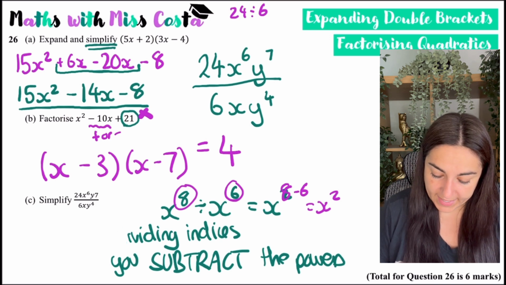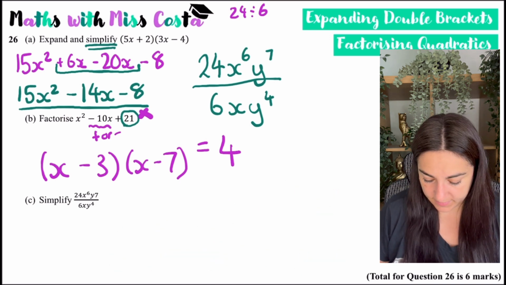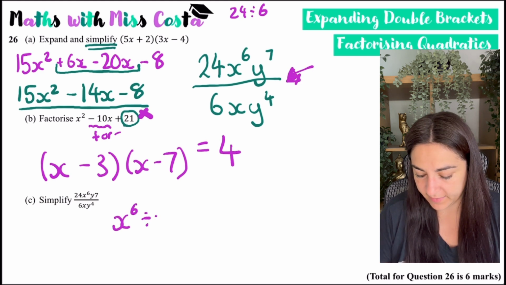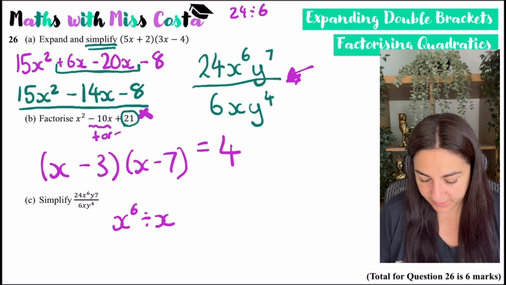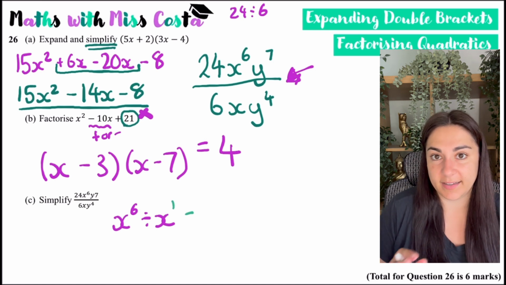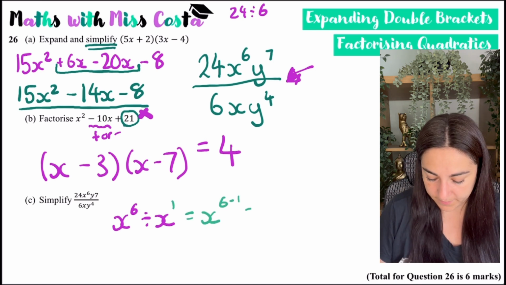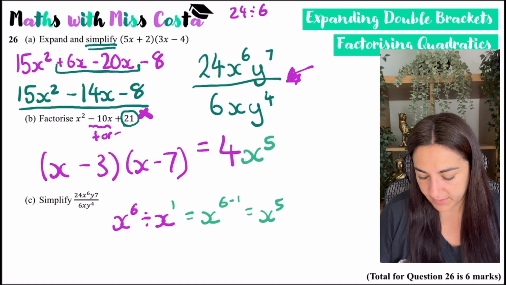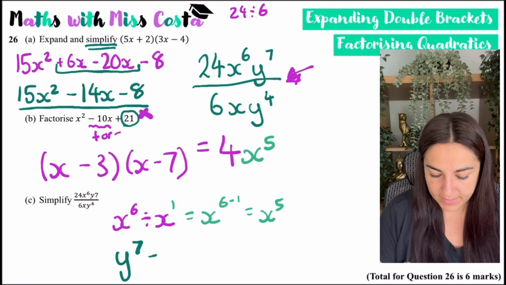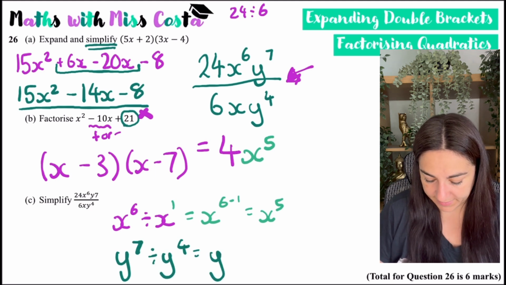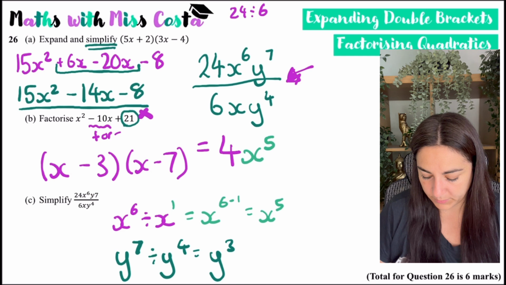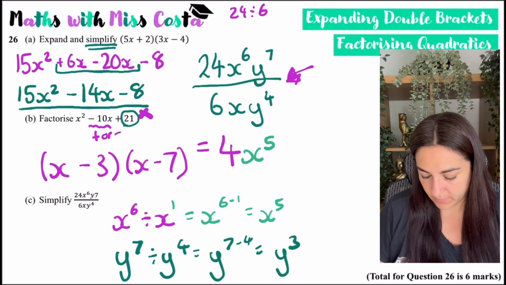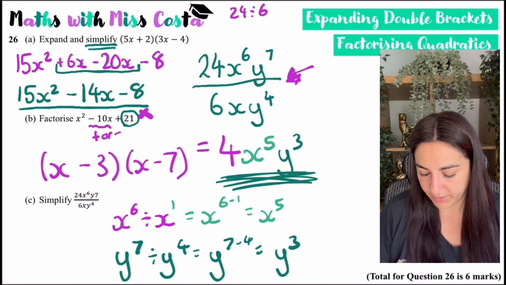Then, what's x to the power of 6? So let's write it out like this, because remember this line here means divide. So x to the power of 6 divided by x, and anything that doesn't have a power to it is just to the power of 1. So that's going to be x to the power of 6 minus 1, which is x to the power of 5. So I'm going to write x to the power of 5. And then for the last bit, you've got y to the power of 7 divided by y to the power of 4, which is y to the power of, well, 7 take away 4, which is y to the power of 3.